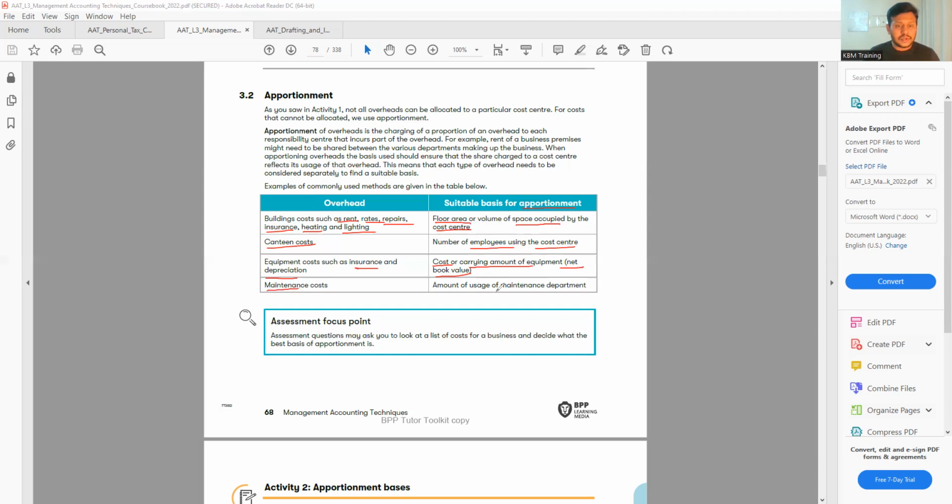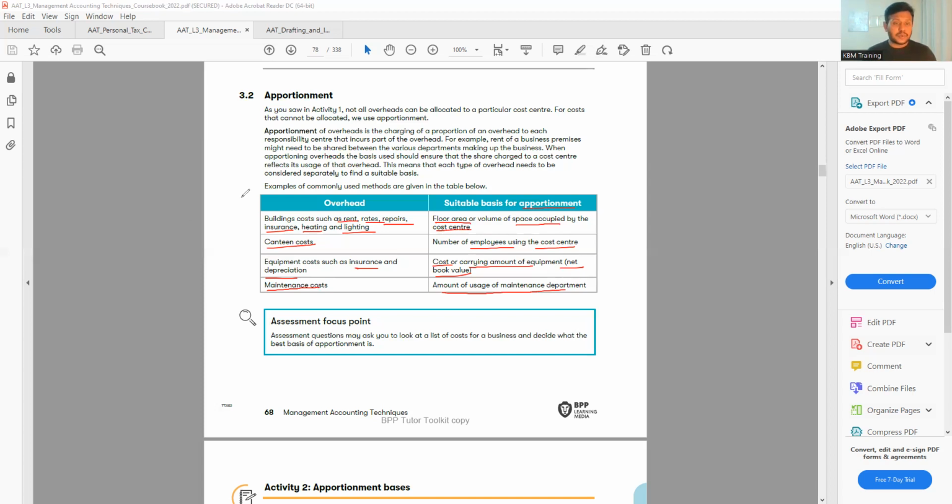For maintenance cost, normally we use the usage of the maintenance department. Let's say, for example, you have a maintenance cost of 10,000, so we need to know which departments use the maintenance. If one department never uses the maintenance, we should not give the maintenance cost to them. So I need to look at which department is using the maintenance, find that out, and based on that, apportion the maintenance cost.